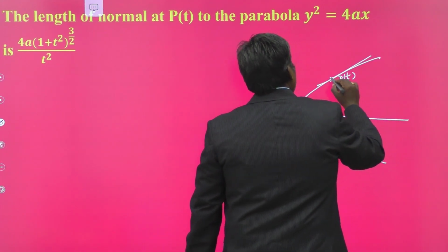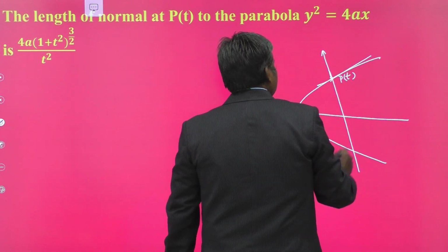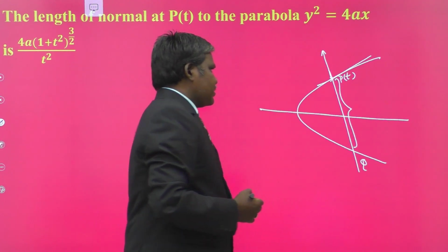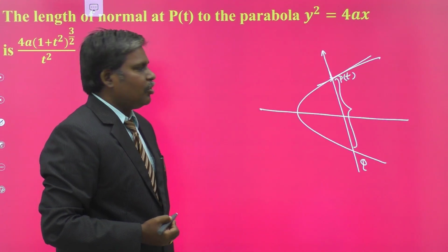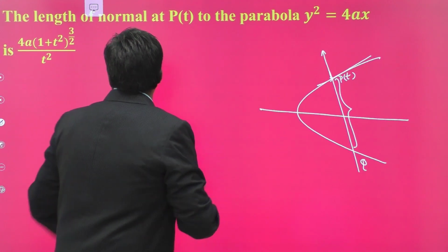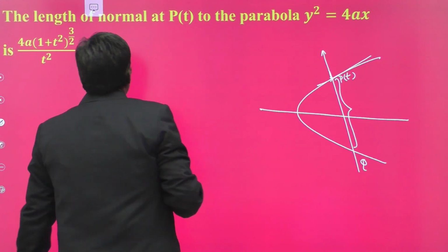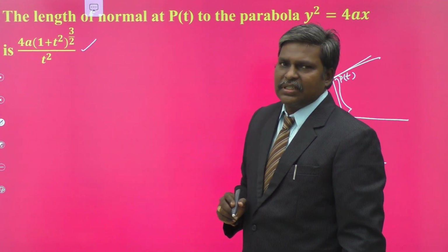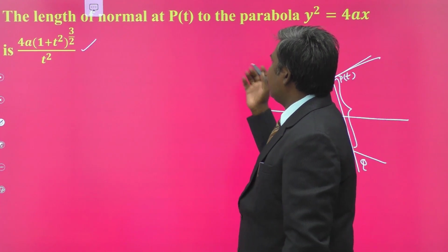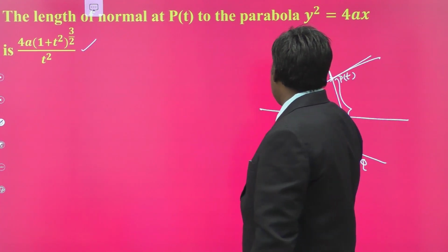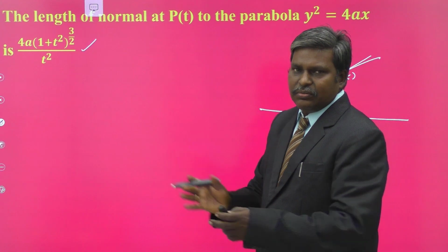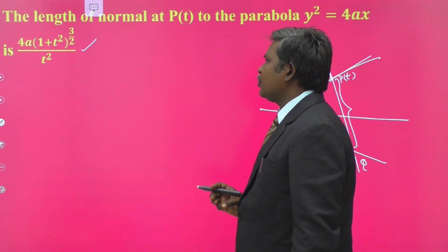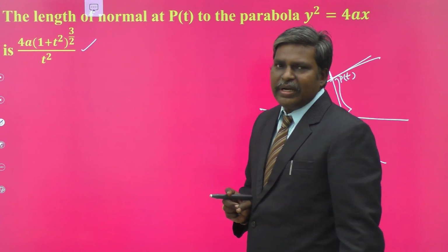This is the tangent at p. If you draw the normal, intersect at q, this length is called the length of the normal at p of t to the parabola. You are going to show that its length is 4a into (1 plus t square) whole to the power of 3 by 2 by t square. So you write the coordinates of p, and then you can easily write the coordinates of q. You can find the distance between them, and you have to show that it is 4a into (1 plus t square) whole to the power of 3 by 2 by t square.